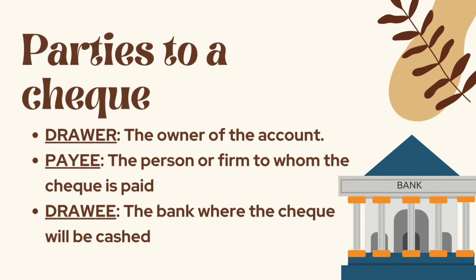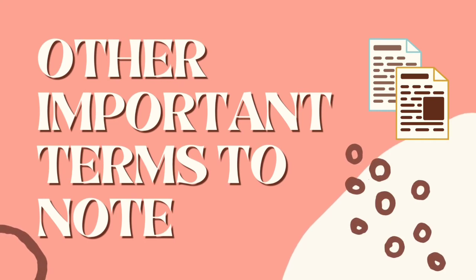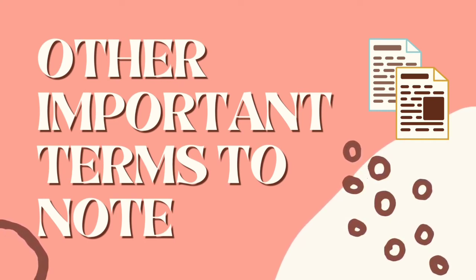The next party is the payee. The payee is the person or firm to whom the check is paid. So the person whose name is written on the check, or the firm whose name is written on the check, that person is known as the payee. Then the next party is the drawee. The drawee is the bank where the check will be cashed. So we have the drawer, the owner of the account; the payee, the person who is receiving the money; and the drawee, the bank that is going to pay the money.